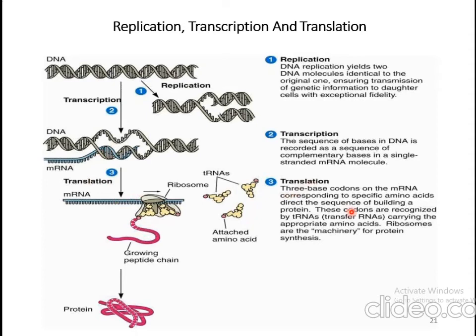Third process is translation. In translation, what happens? In simple words, protein is formed. You can see the pink color here. A protein is formed from this messenger RNA. 3-base codons on the messenger RNA corresponding to specific amino acids direct the sequence of building a protein. These codons are recognized by transfer RNAs carrying the appropriate amino acids. You can see transfer RNA with attached amino acids.